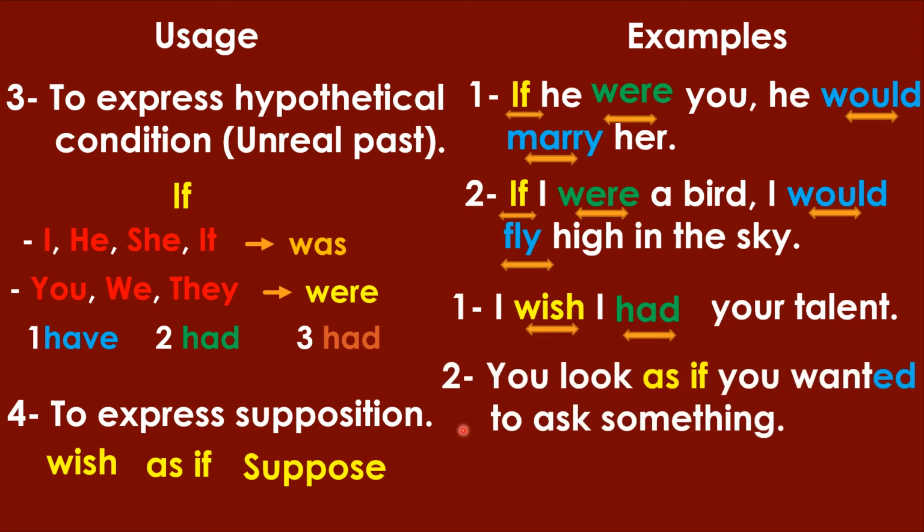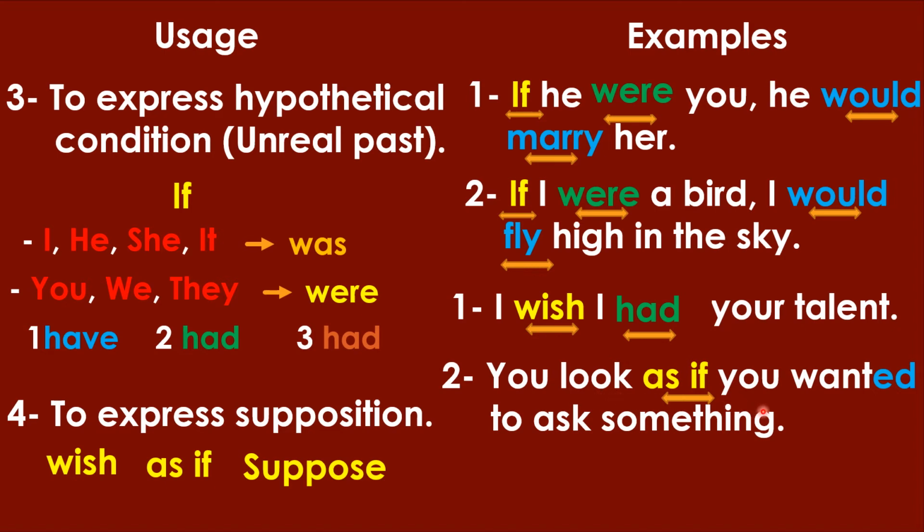Let's have a look at another example. You look as if you wanted to ask something. I have as if here. طبعا خلوني بس حتى كمان اترجم الجملة دي قبل ما اتكلم على الجملة الثانية. هنا بقول أتمنى لو كانت عندي موهبتك. Okay. Even in Arabic, I think it has got this sense of past. Okay. يعني حتى في العربي في هذا الإحساس بالماضي. لو كانت عندي موهبتك. Okay. Let's go back to number two.